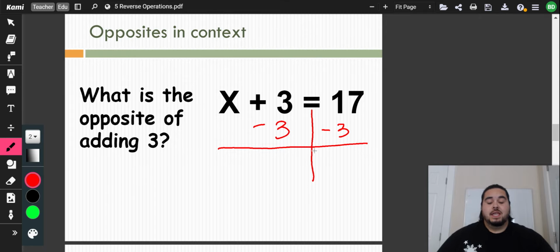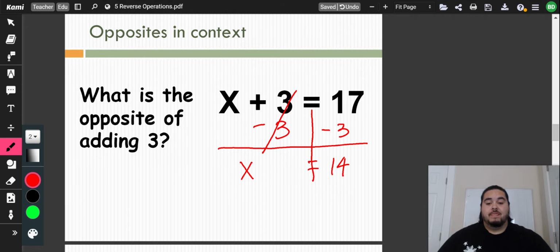I'm going to keep my workspace nice and neat by drawing a line here to separate my steps. These are going to cancel out because they're opposite. Plus 3 and minus 3 cancel each other out. X is the only thing left over on this side. And 17 minus 3 is going to give us positive 14.